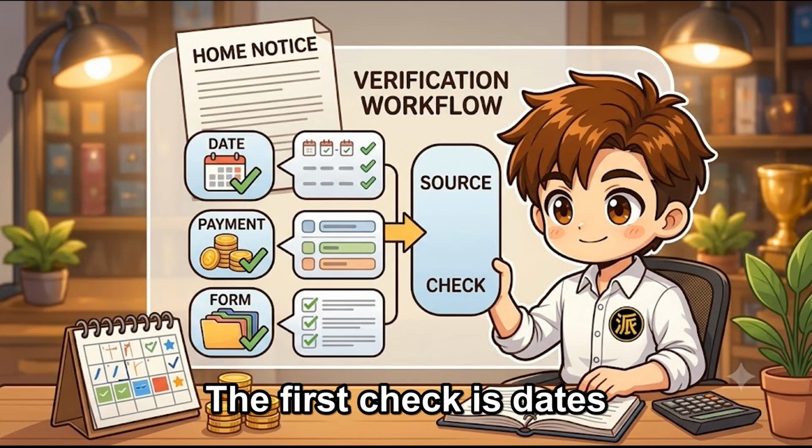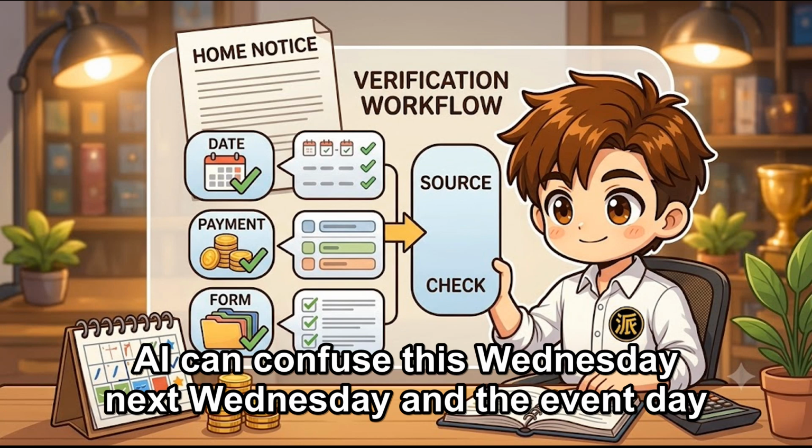The first check is dates. AI can confuse this Wednesday, next Wednesday, and the event day.